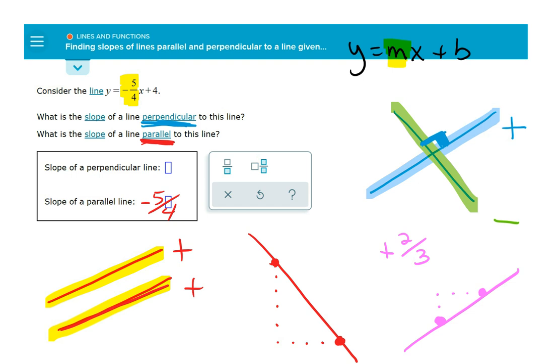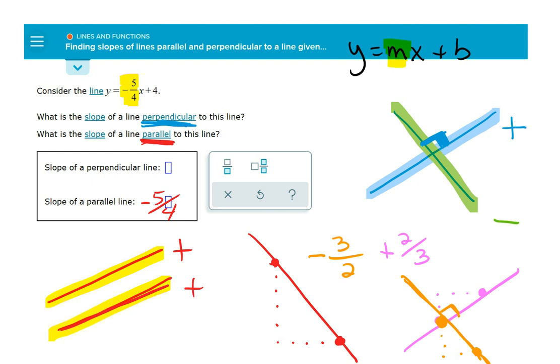So on this pink one here, this positive 2/3, if I wanted a line perpendicular to that, and let's say it's a line that's also going through this point right here, its slope would have to be -3/2. Because then I would have to go down 1, 2, 3 and over 1, 2, and then draw my line through that point. And you can see there's a perfect 90-degree angle. So perpendicular lines are opposite signed and reciprocals.